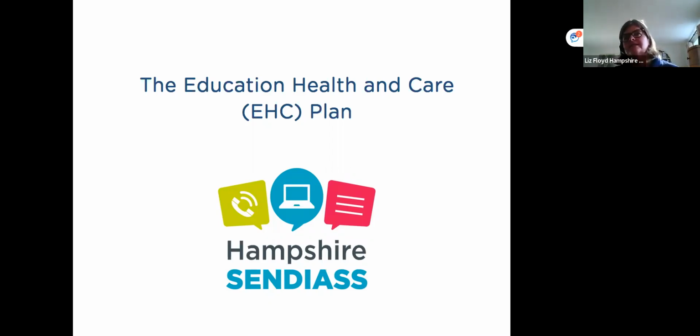So that's SEN support generally. Sometimes it's quite a good idea to formalise, I suppose, or make it more robust in the form of a support plan. And these can be called all sorts of things. They can be called individual education plans, provision mapping, personal learning plans, behaviour support plans, whatever they call it. The idea is to incorporate that assess, plan, do, review.